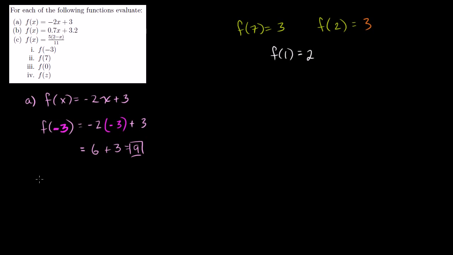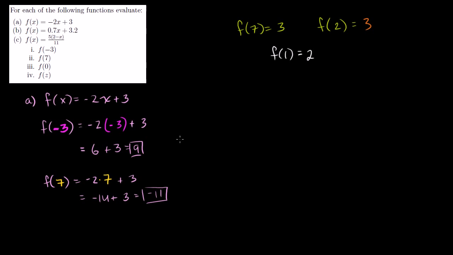What about f of 7? I'll do the same thing one more time. I'll do 7 in yellow. f of 7 is going to be equal to negative 2 times 7 plus 3. So this is equal to negative 14 plus 3, which is equal to negative 11.